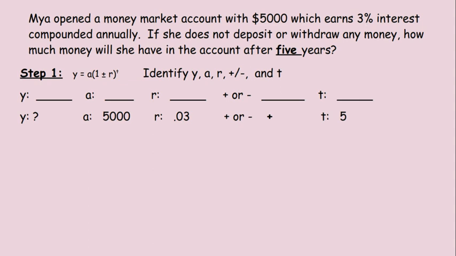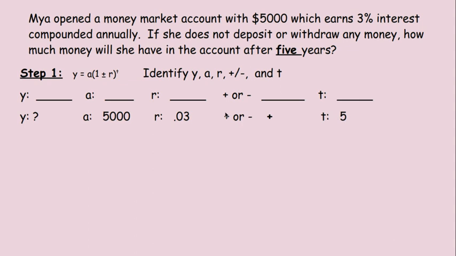We want to change that percent to a decimal by doing 3 divided by 100, because a percent is always out of 100. Plus or minus: this is going to be a growth, so it's a plus because she's earning that interest. So this is going to be an exponential growth problem. T is 5 because we're looking at how much she has in the account after 5 years.